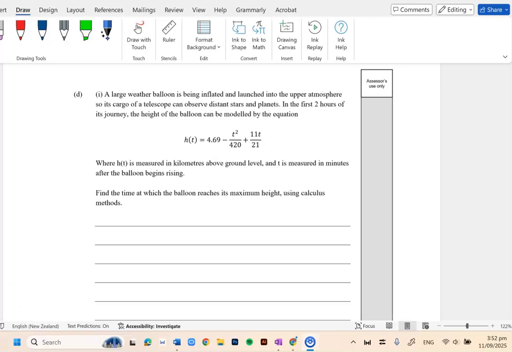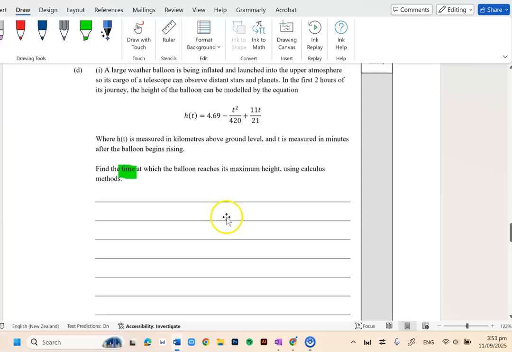Alright, just continuing from the last video because it cut off. We are up to question D now. A large weather balloon is being inflated and launched into the upper atmosphere so its cargo of a telescope can observe distant stars and planets. In the first 2 hours of its journey, the height of the balloon can be modeled by this equation, where h of t is measured in kilometers above ground level and t is measured in minutes. Find the time at which the balloon reaches its maximum height using calculus methods.